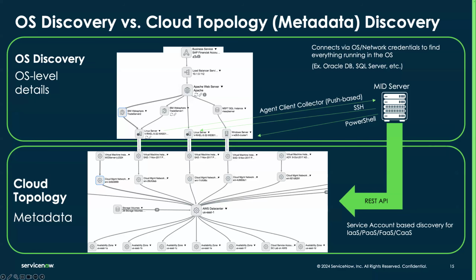Now that we decided on what the main use cases are for which we would like to leverage cloud discovery, there are two different layers of cloud discovery. The first one is the metadata discovery, where we are basically going to investigate which resources are there in our cloud environments. And we're talking about all the availability zones, data centers, all the way up to the virtual machines, the relationships that these resources have, and their tags. And that is called via the MID Server through a REST API call.